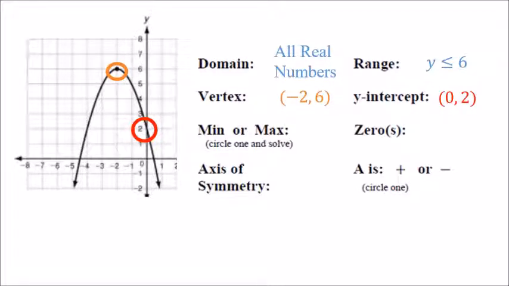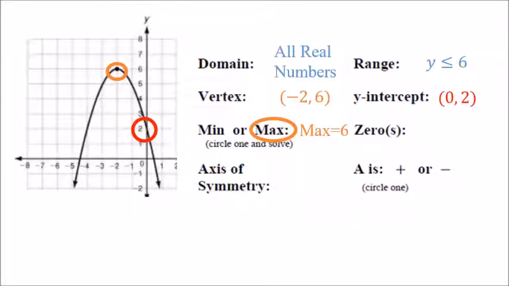Minimum or maximum, circle one and solve. If you remember, a quadratic function has either a minimum or a maximum. This graph has a high point, so it is a maximum value. The highest this graph goes is 6, so my max is equal to 6. If you remember, it's always equal to the y value of your vertex.